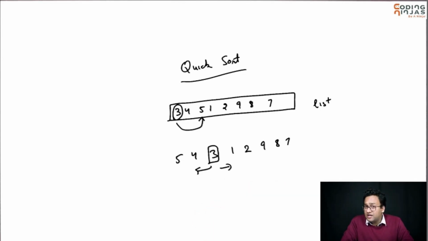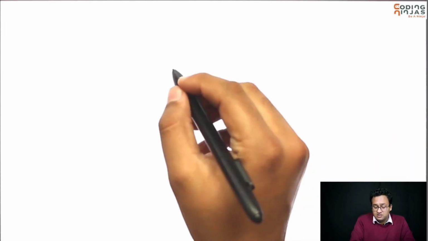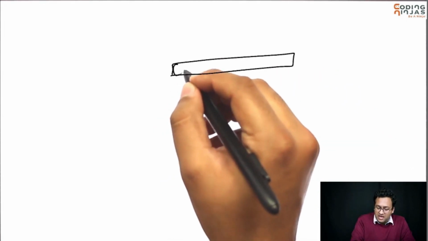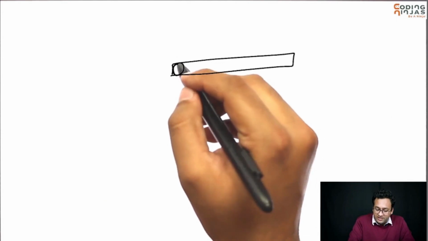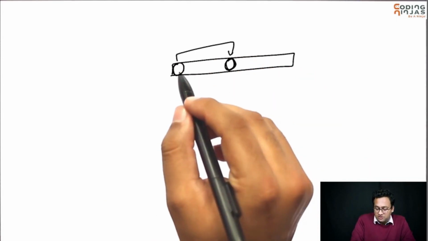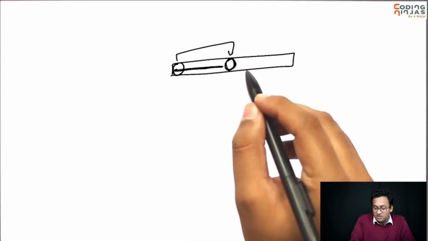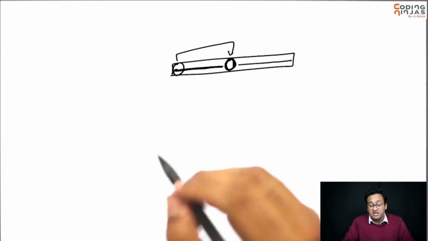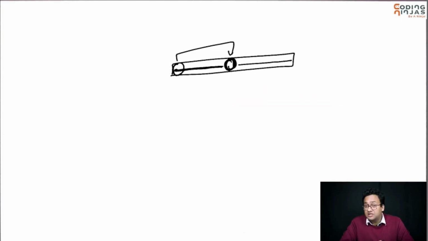Okay, so we need to find an algorithm which, given a list, picks any element, finds its proper position, and takes this element to its proper position. Then it makes sure that everything on the left is smaller than this particular number and everything on the right is larger than this number. This does not mean the array has become sorted now.